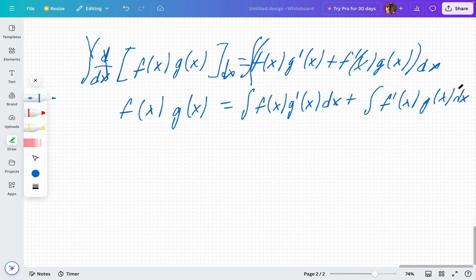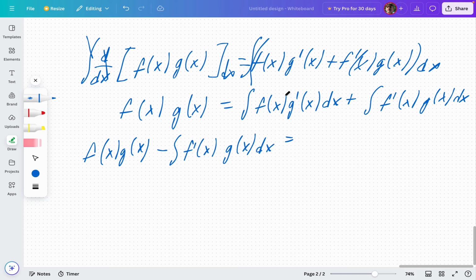Now, let's subtract this part of our equation from both parts. We would have f of x multiplied by g of x minus this part, the integral of f prime of x multiplied by g of x dx, equals this part, the one we're left with, the integral of f of x g prime of x dx.